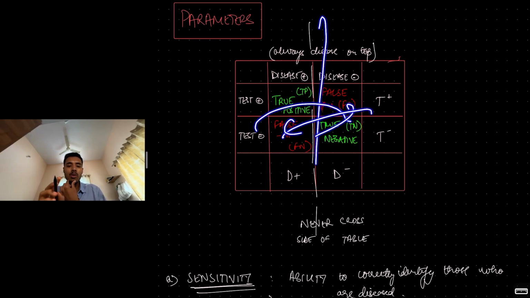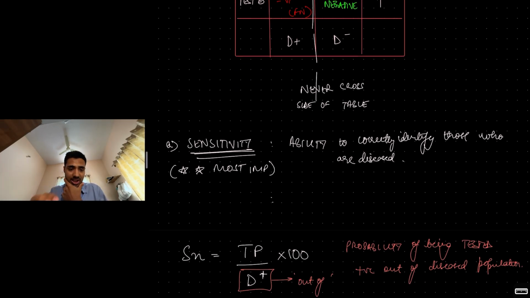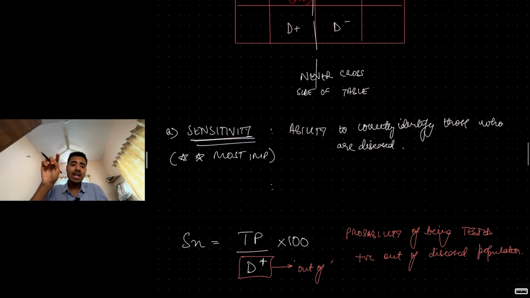What I mean by that, I'll tell you. See, first is sensitivity, okay, which is the most important factor. The ability to correctly identify those who are diseased. So those who have the disease, the ability to correctly identify them is known as sensitivity. It is the most important. That's the whole point of a screening test, to detect those who have the disease.